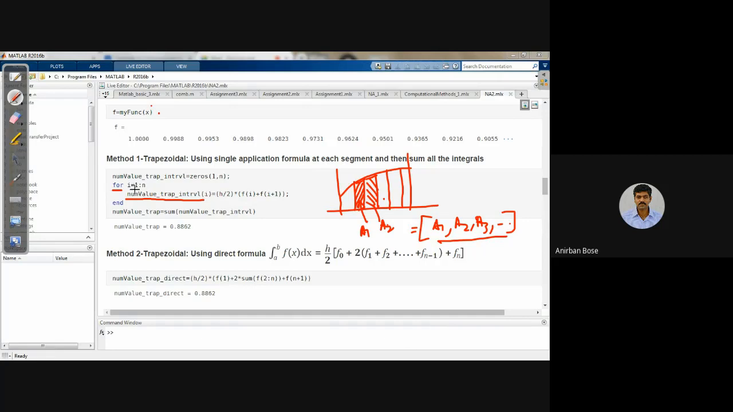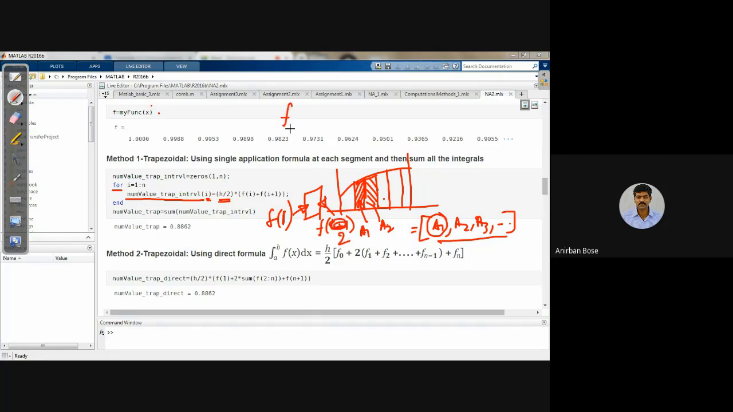The first, i is equal to 1. So the first value, that means the first element, will be equal to the area of the first segment. What is the formula of the area of the first segment? h by 2 into this height plus this height. This height is what? Fi, and this height is Fi plus 1. So what is i? Initially i is 1, so this is F1 and this is F2.